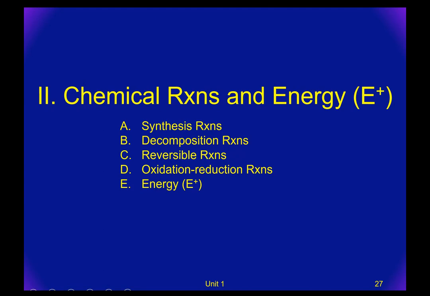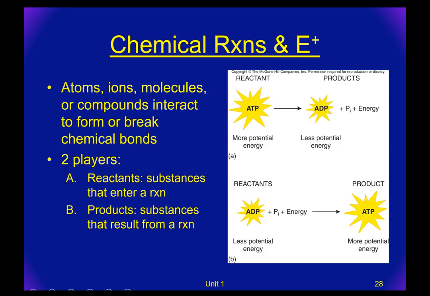So, chemical reactions and energy: synthesis reactions, decomposition reactions, reversible reactions, oxidation reduction reactions, and energy. Okay, chemical reactions. Atoms, ions, molecules, or compounds will interact with each other to form or break chemical bonds. If I want to make a sugar or break down a sugar, those bonds have to be changed. And no matter which type of chemical reaction you're talking about, you have two major players. You have the reactants and you have the products. And it is all based on position.